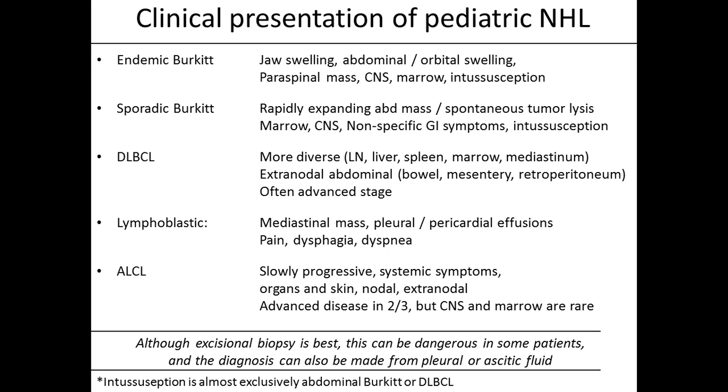At the very bottom, it says intussusception is almost exclusively an abdominal Burkitt or diffuse large B cell. So in that teenager with an intussusception, they take it out. It's going to be one of those two. It's not going to be an anaplastic large cell lymphoma. Excisional biopsy is best, but it can be dangerous for some patients, and the diagnosis can often be made from pleural or ascitic fluid.